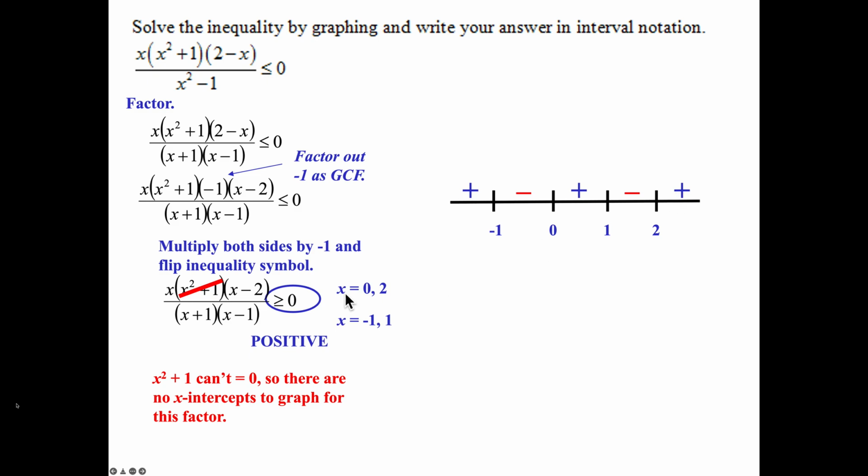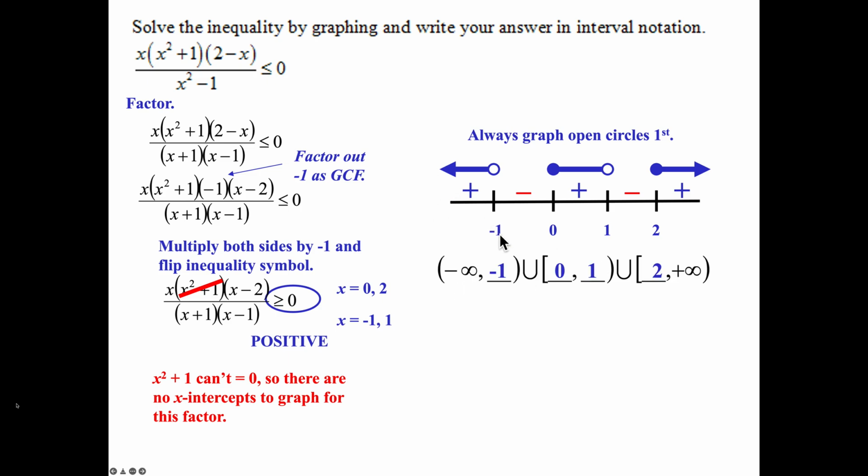But our right-hand behavior is positive, positive, positive, positive. Even your x squared was positive. And then alternate going to the left. So as we said, -1 and 1 were the open circles. 0 and 2 were the closed circles. We want the positive region. Shade the positives and build your interval notation. -infinity to -1 with parentheses, union, bracket 0 to 1, parentheses, union, bracket 2 to positive infinity.